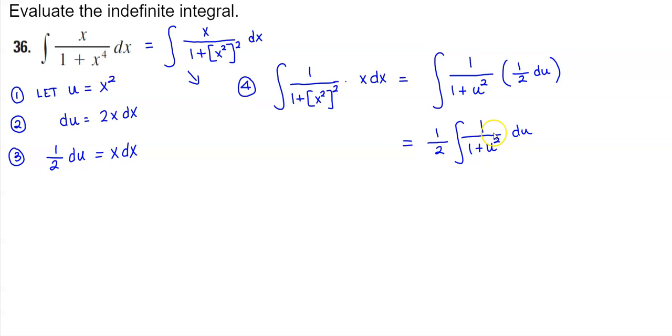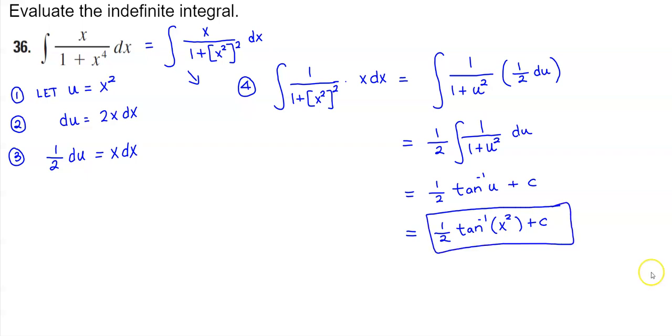Okay, now what do we know about 1 over 1 plus u squared du? Well, we know that that represents the tangent inverse of u. So therefore, this is going to equal 1/2 times the tangent inverse of u plus c. Okay, and so now what are we going to replace u to be? We know that u is x squared. So therefore, our answer is going to be 1/2 times the tangent inverse of x squared plus c. And therefore, there is our result.